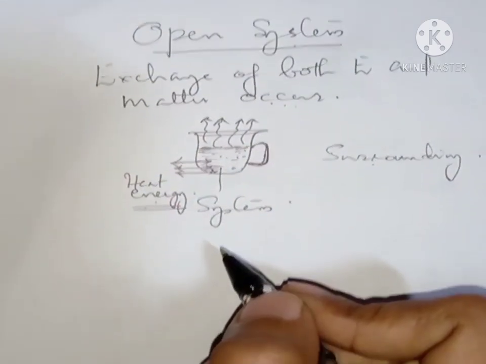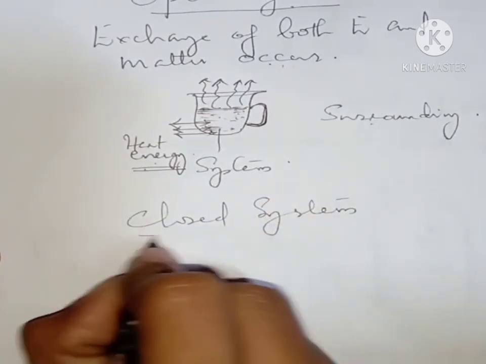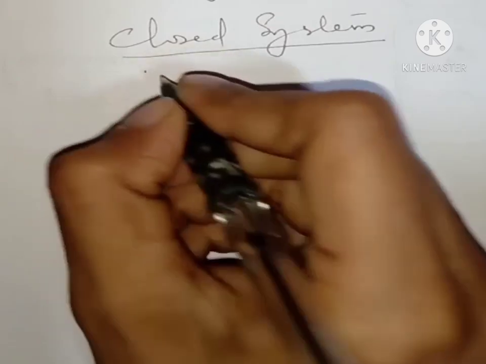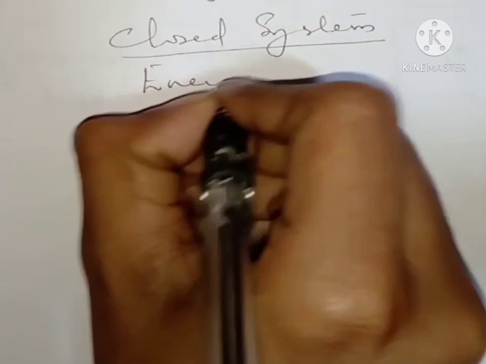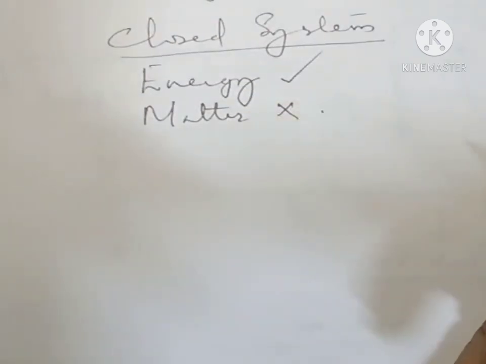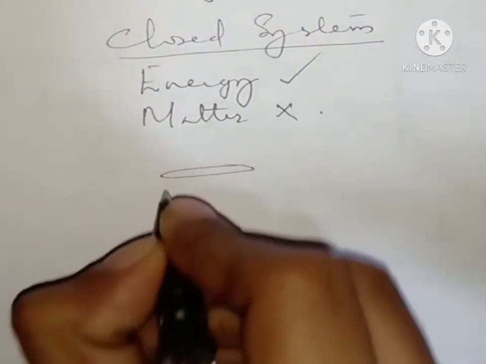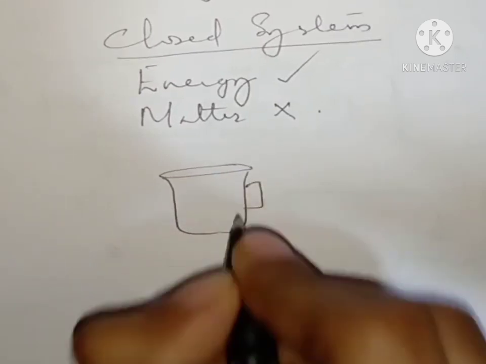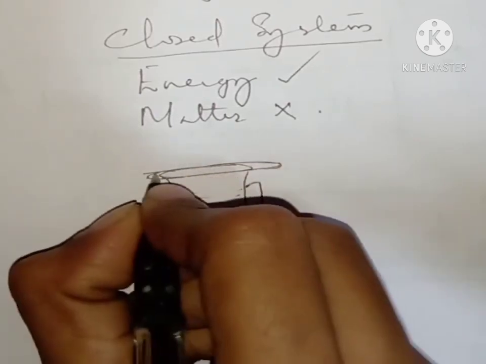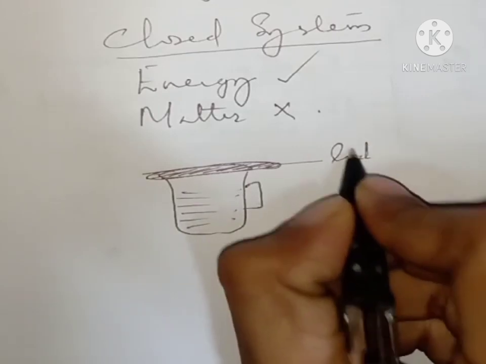Then coming to closed system. The second one, closed system. In a closed system, exchange of energy will occur while exchange of matter is not happening. So, if we consider the same example, a cup containing some hot tea, and if we close the mouth of this cup with a lid, what happens?